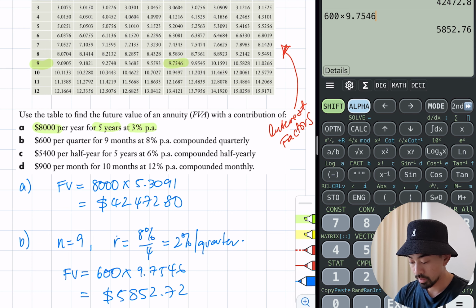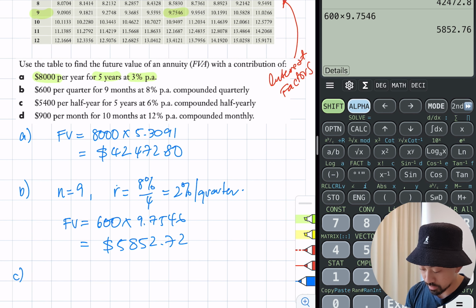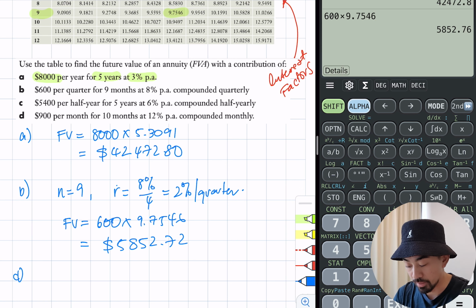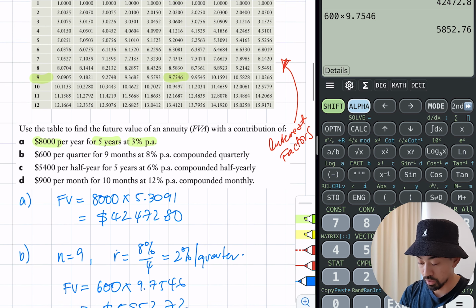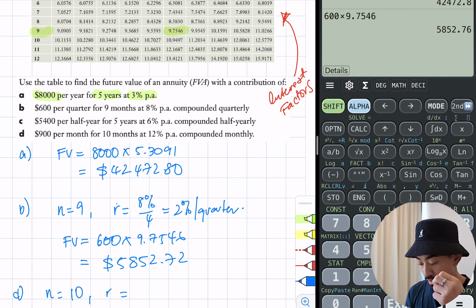Okay. Now let's just do one more. I'm going to skip C for now. Let's just go straight to D. So $900 per month for 10 months at 12% per annum compounded monthly. Okay, so what's my period? My period is 10 for 10 months. What's my rate? Well, my rate is 12% per annum compounded monthly, so I need to divide that by 12. So that's 1% per month.